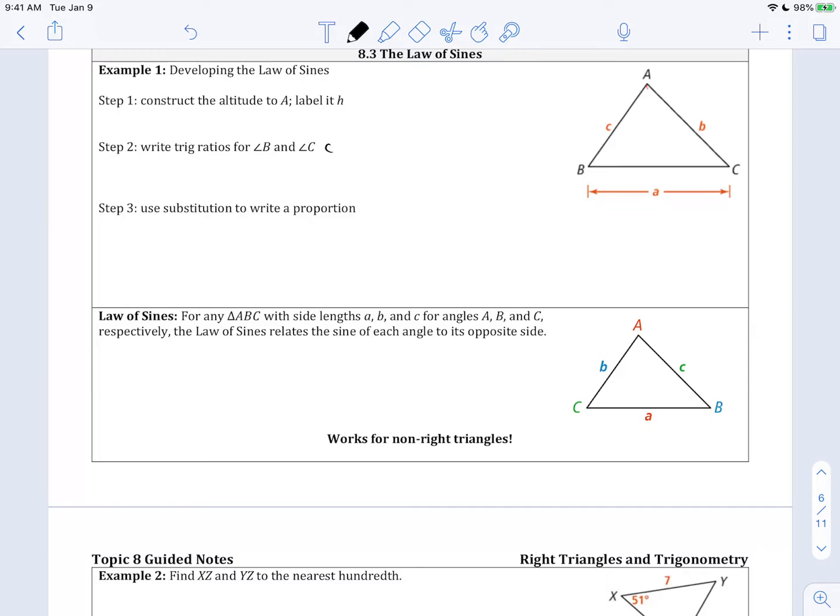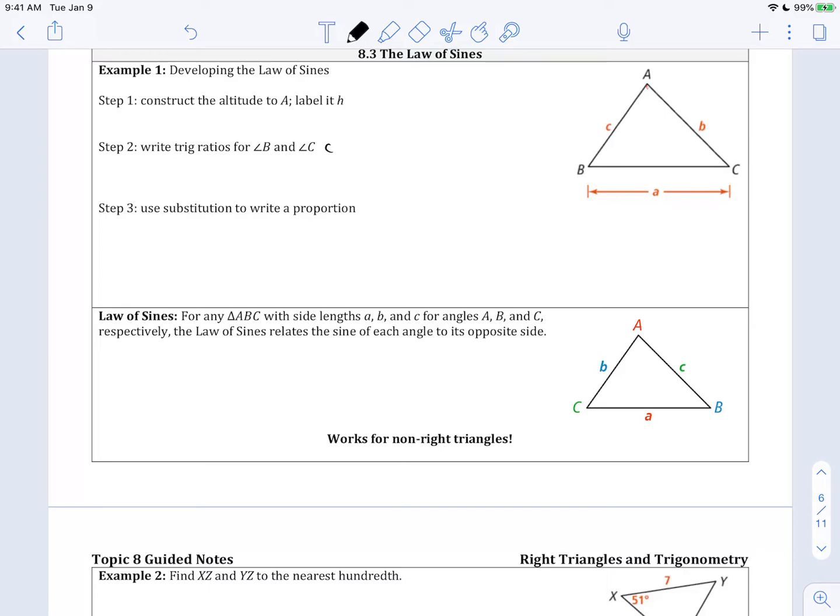Today we're going to go over law of sines. Law of sines allows us to find the missing side or missing angle of a non-right triangle, depending on the information we're given. So it's helpful if we have triangles that we're trying to find the missing side or angle of when it's not a right triangle.